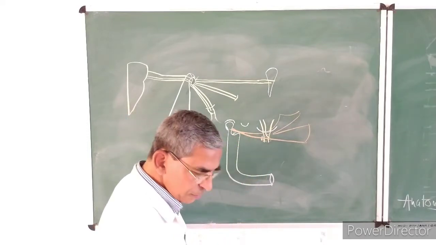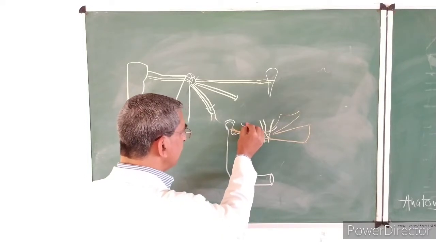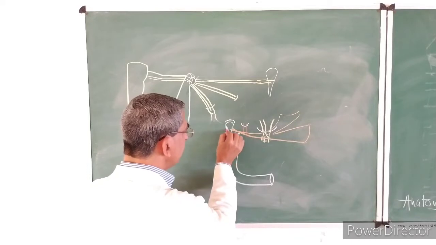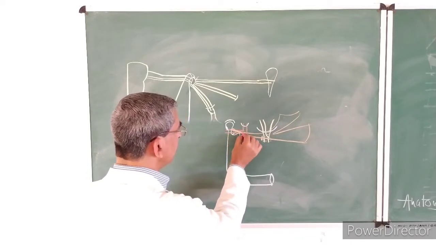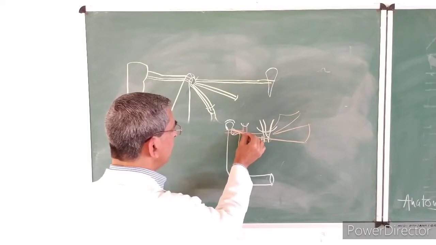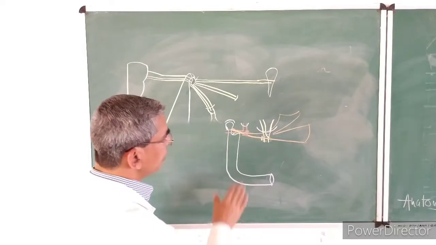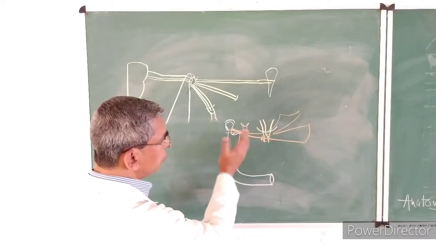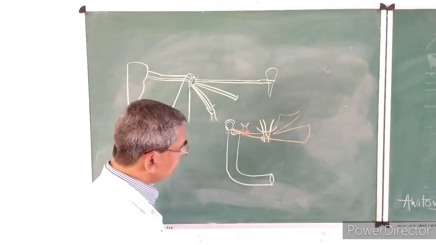Behind, posteriorly, this trunk is related to the middle meningeal artery. This is the middle meningeal artery here, which comes from the first part of the maxillary artery, a branch of the first part of the maxillary artery here. So the middle meningeal artery is related to the mandibular trunk on the posterior side. So these are certain relations of the mandibular nerve.